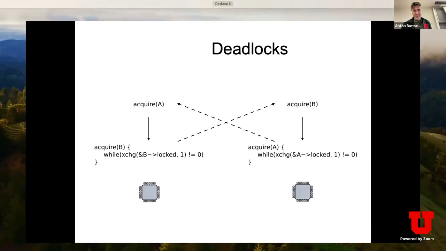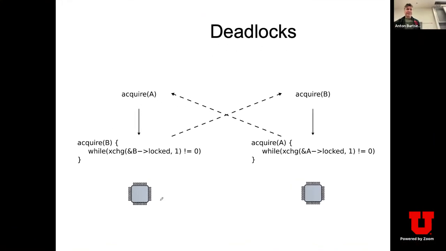Where's my slide deck? So imagine you have multiple CPUs, right? Imagine you have some piece of code which first acquires lock A, right? Then, right about the same time, another piece of code, maybe the same program, two different threads of the same program, this core acquires lock B, right?